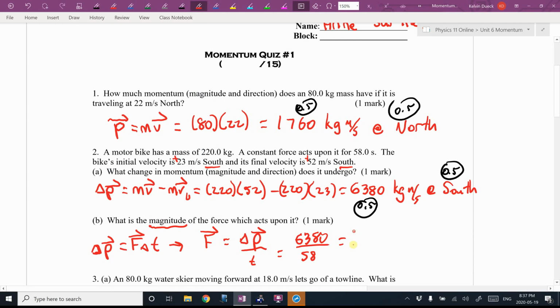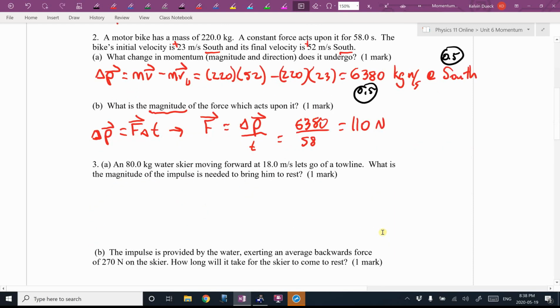110 newtons. If they had asked for a direction, since I got a positive answer, I would say, oh, the force must have been south. It gained momentum. It sped up. Here, I guess I would probably go half mark for the equation, half mark for the answer.